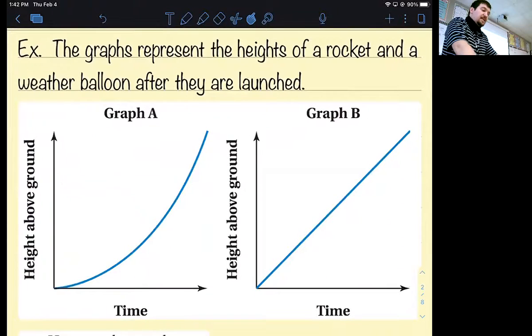Next one, the graph represents the heights of a rocket and a weather balloon after they are launched. One of them has a linear part to it, it's linear, and the other one's non-linear. If you had to guess, which of those two scenarios would you say is the linear one, Levi? The rocket's the linear one?